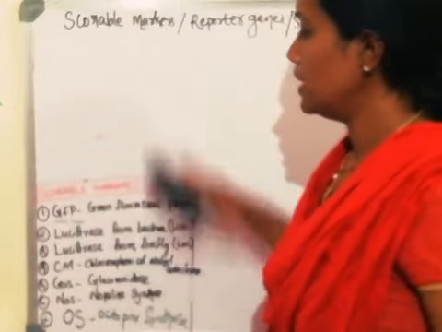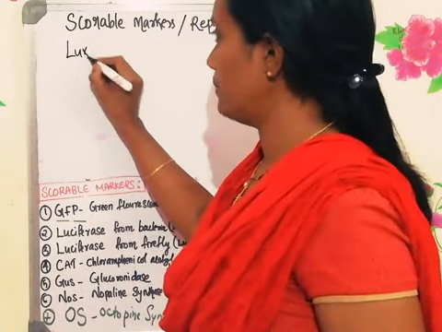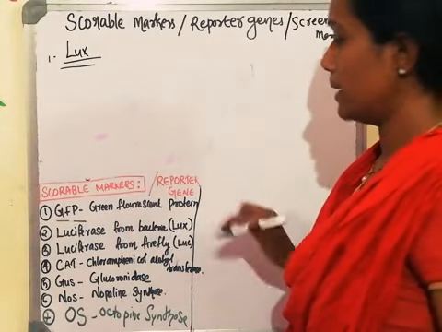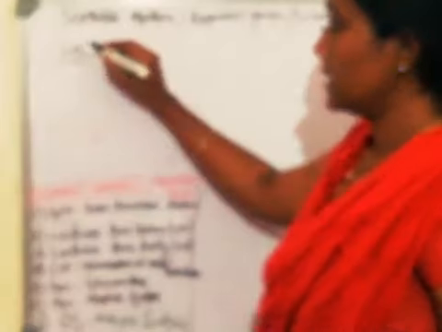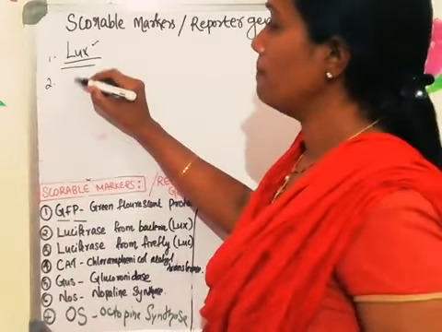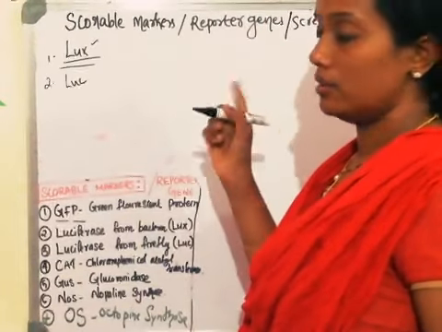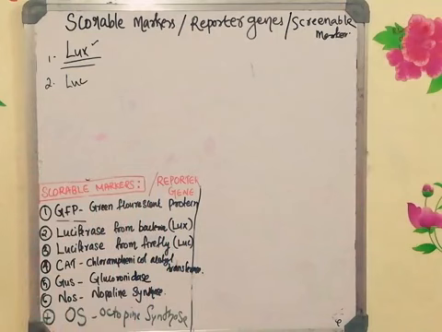Next we are going to see the second one, that is lux. You have to always keep this in mind: two luciferases are there. Luciferase from bacteria is called lux, and luciferase from the firefly is known as LUC. Remember that difference because this is important for competitive examinations.